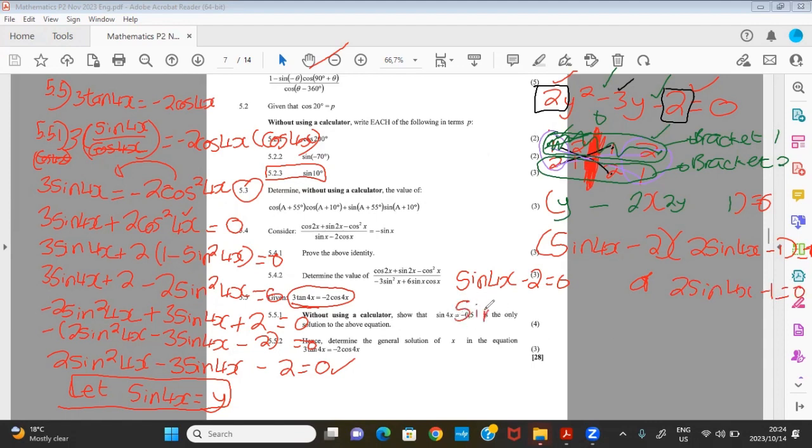Then look what I have. I have sine 4x is equal to 2. I'm going to leave it there, because by the end I must look for what? Sine 4x is equal to 0.5. So now my sine 4x gives me 2, so I'm going to leave it. Then let's try this one. Here I have 2 sine 4x is equal to 1. Then I'm going to divide both sides by 2.